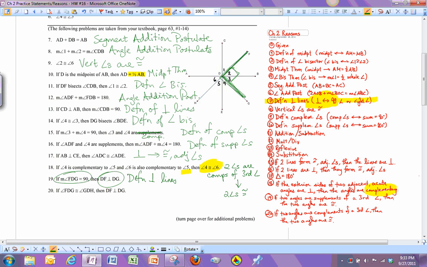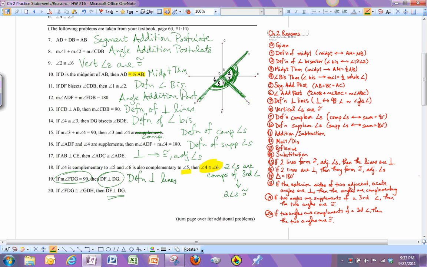Then we got number 20. 20 says, if FDG is congruent to GDH. FDG is the one that's right here. And GDH is the one that's right here. And it says if 2 and 3 put together, FDG, is the same as GDH, then we get perpendicular lines. And notice these two angles are next to each other here, this one and this one.